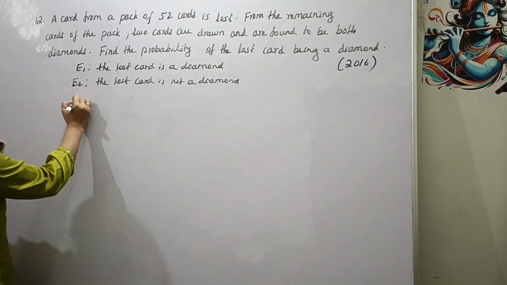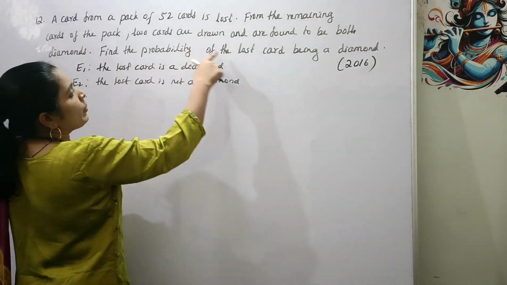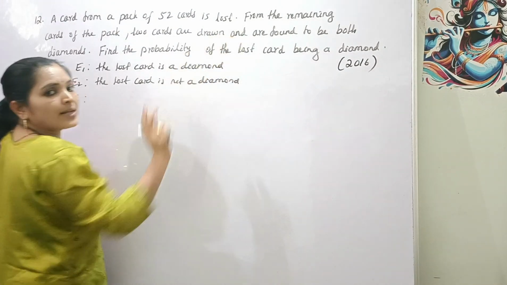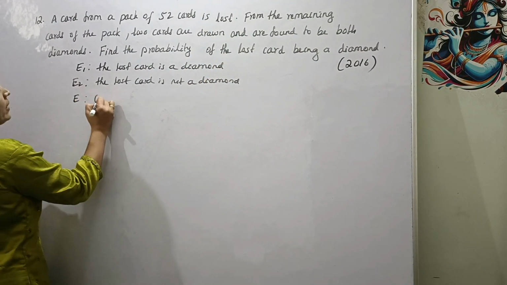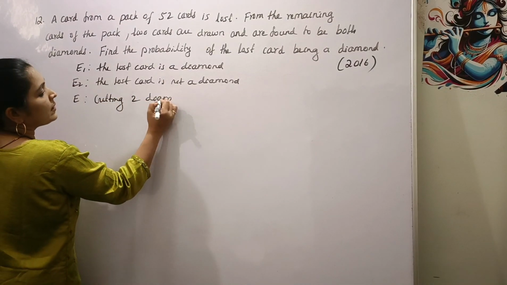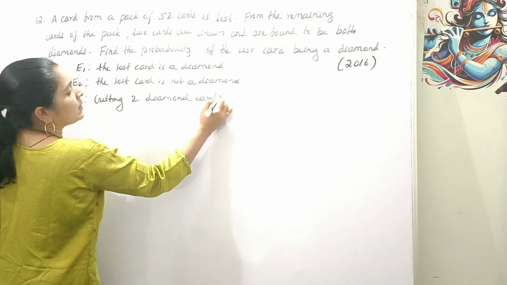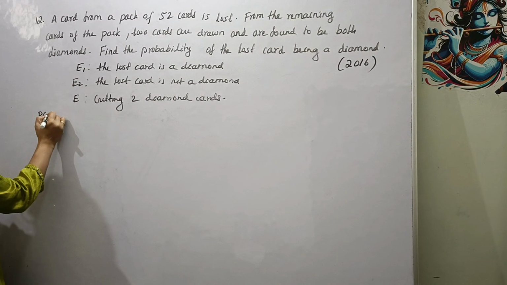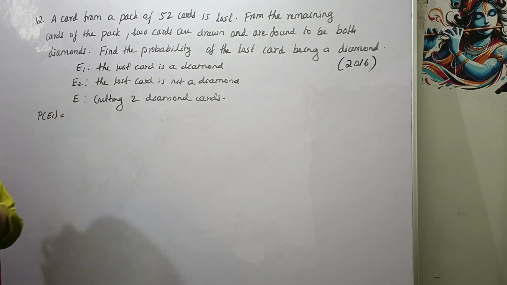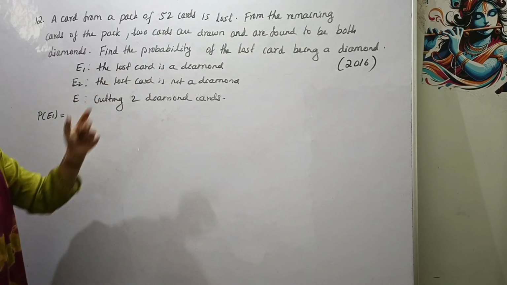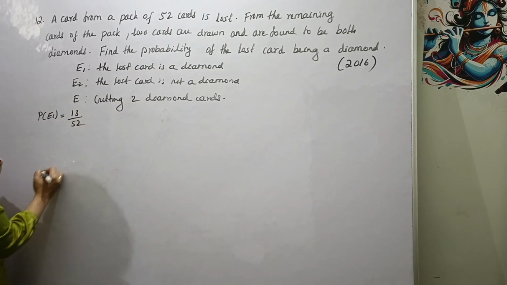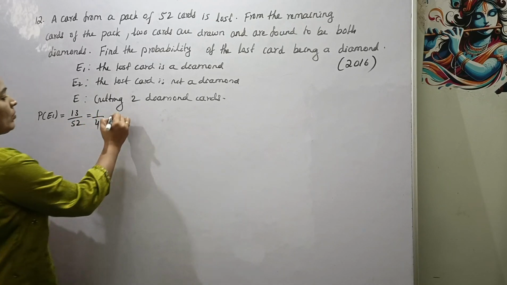So here let's take the event E. Here we have to find the probability of the lost card being a diamond given that the drawn cards are diamonds. Therefore, let E be the event of getting 2 diamond cards. Now what is probability of E1? That is the probability that the lost card is a diamond. There are total 52 cards. Out of 52 cards, how many diamond cards are there? 13. So 13 divided by 52, that is 1 by 4.